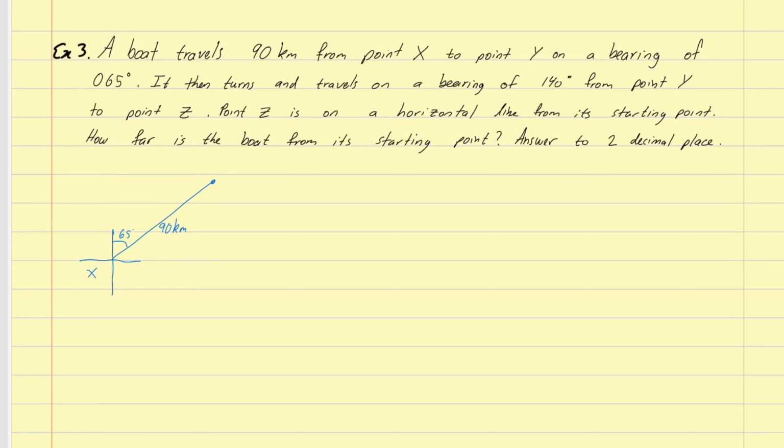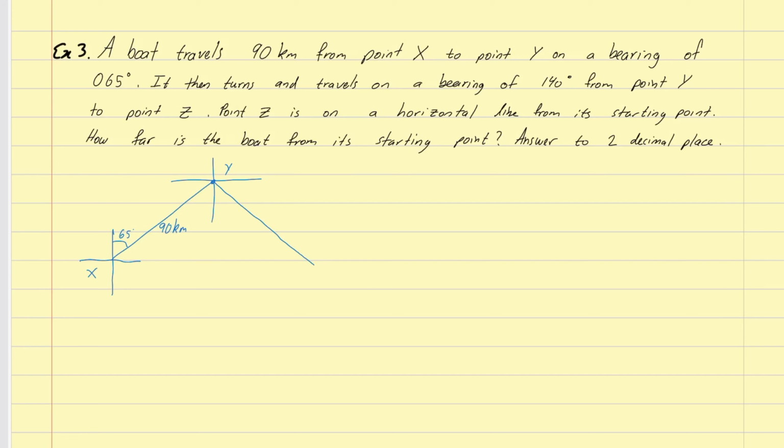Now remember, at every single point, we're going to be drawing up a compass, and that's point Y right there. So now that it's at point Y, it then turns and travels on a bearing of 140 degrees from point Y to point Z. So what that means is, now that it's at point Y, it's traveling to point Z on a bearing of 140 degrees. And we know that 140 degrees would be somewhere right there.